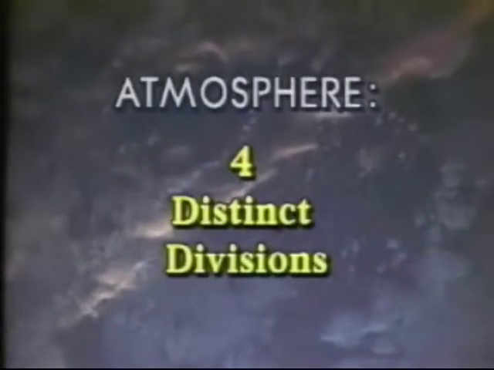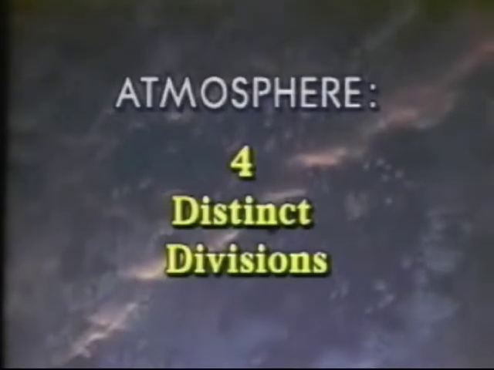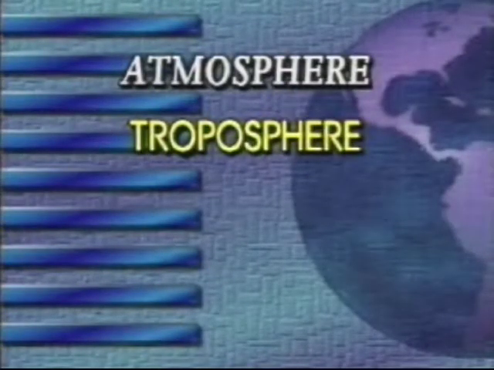The envelope of air that surrounds the Earth varies in pressure and temperature throughout its entire height. There are 4 distinct divisions of the atmosphere. Each has its own special characteristics that separate it from the others. The first division is the troposphere.